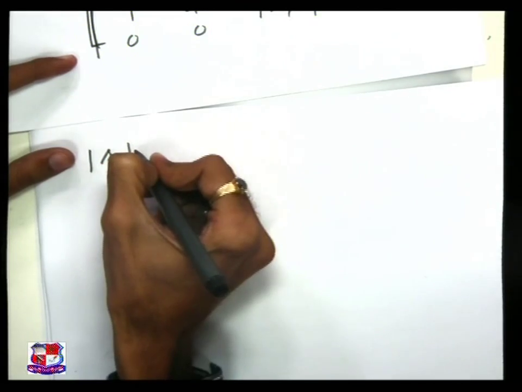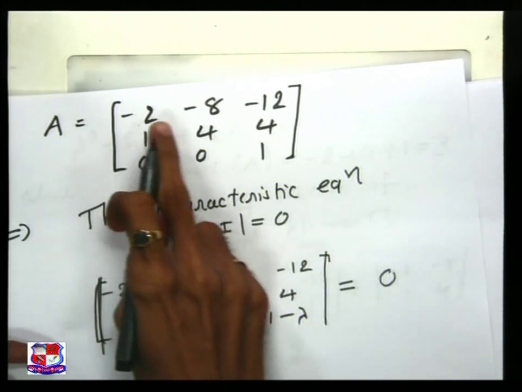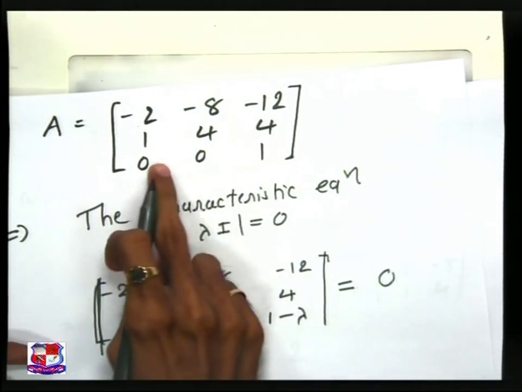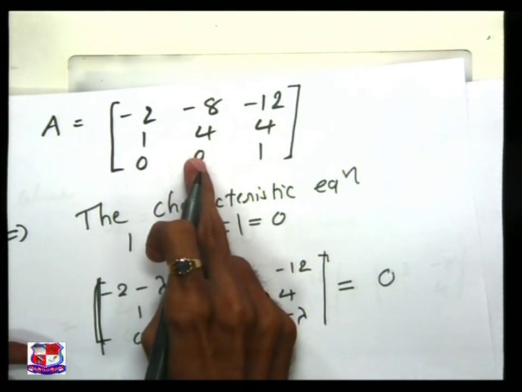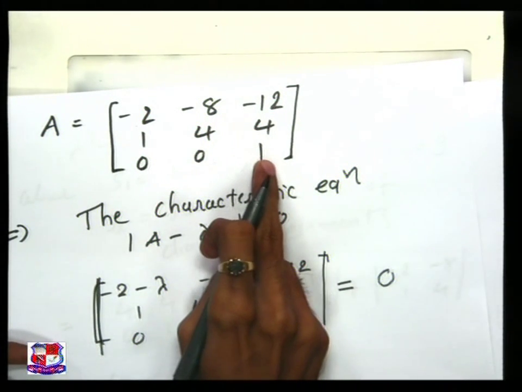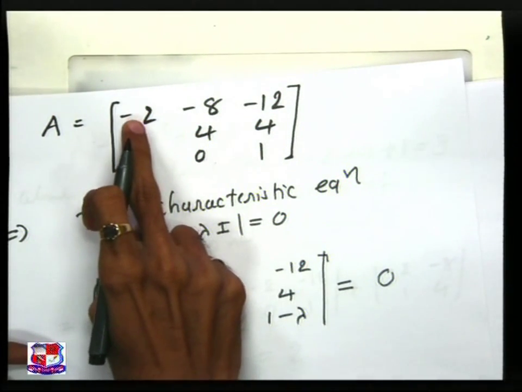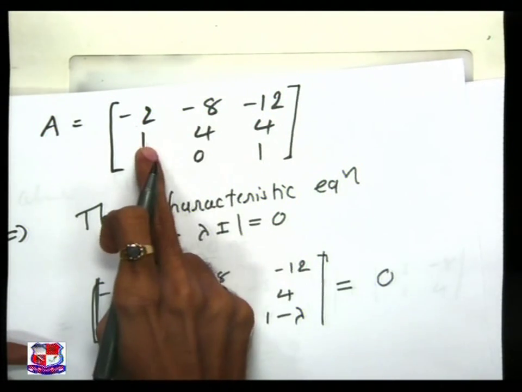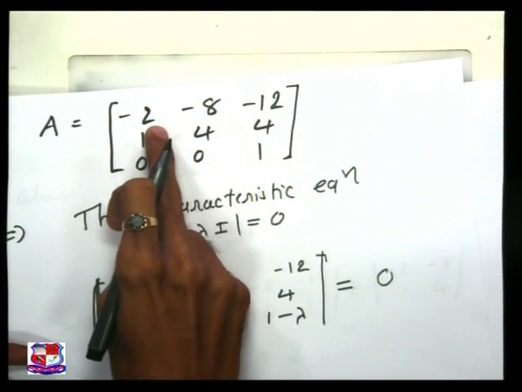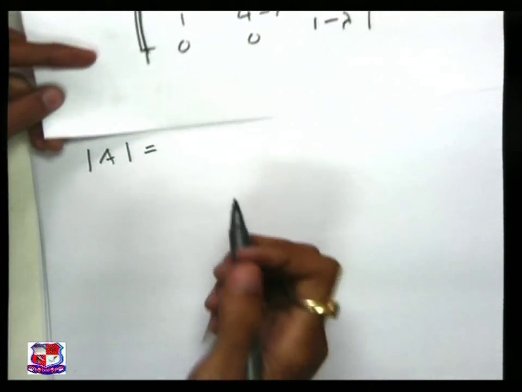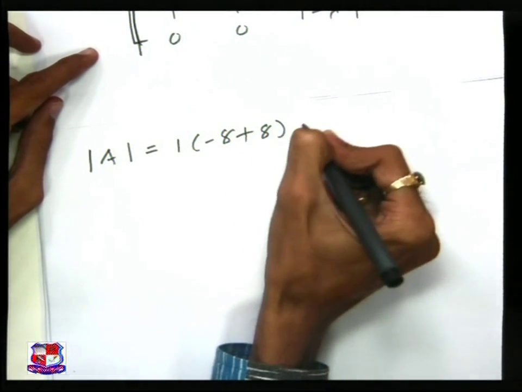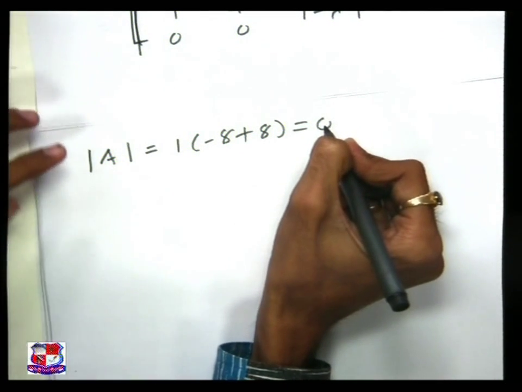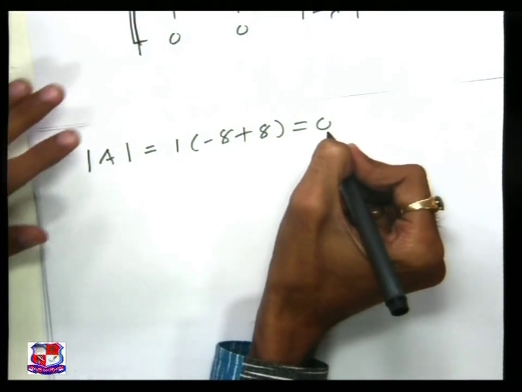Here the determinant of A, where A is -2, -8, -12, 1, 4, 4, 0, 0, 1. If we want to find the determinant of A using the third row, that is the easiest one. So 1 into -2 into 4 plus 8, that is -8 plus 8, that is equal to 0. So the determinant of A is equal to 0.